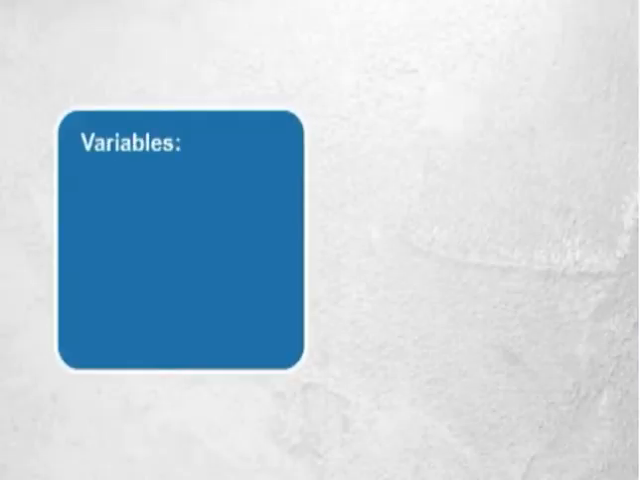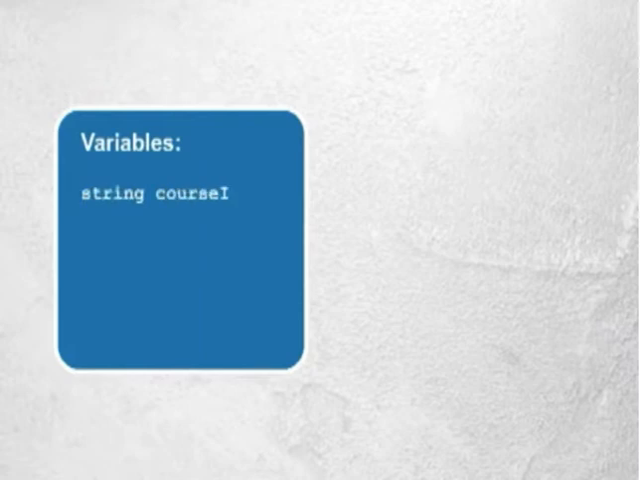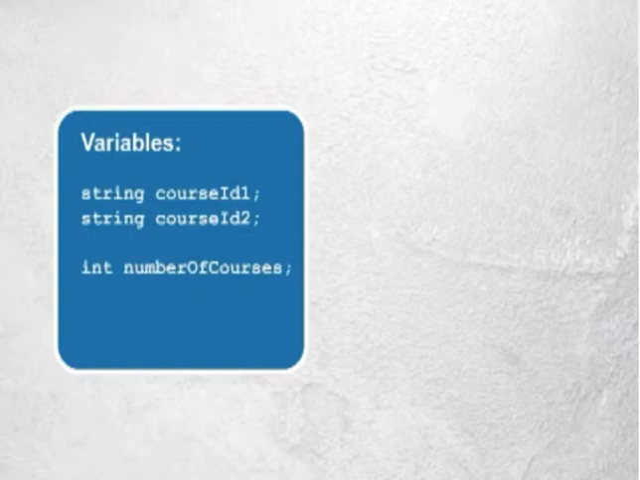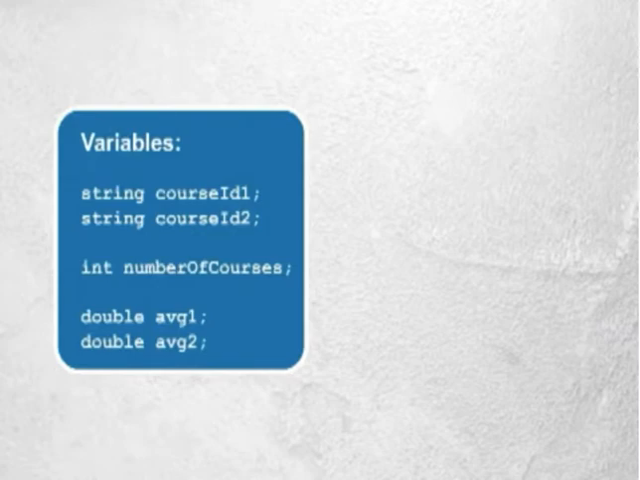You will need to declare the following variables. Course ID 1 and course ID 2 are the two string variables to store the course IDs for groups 1 and 2. Number of courses is an int variable to store the number of courses. Average 1 and average 2 are the variables of type double to record the course scores for groups 1 and 2.